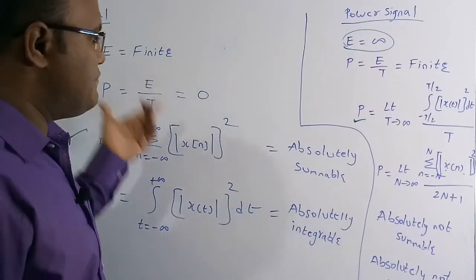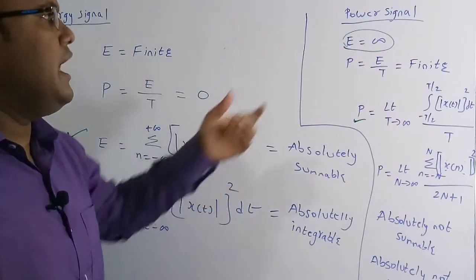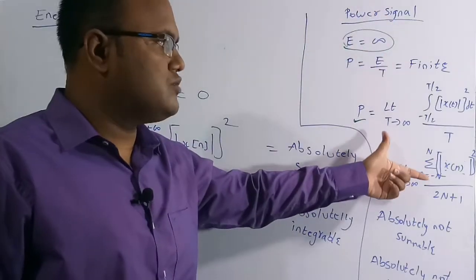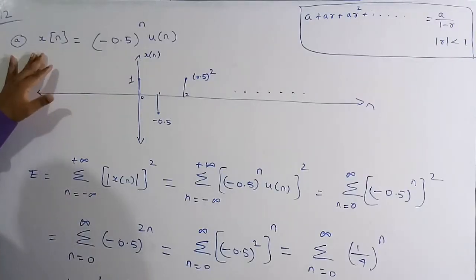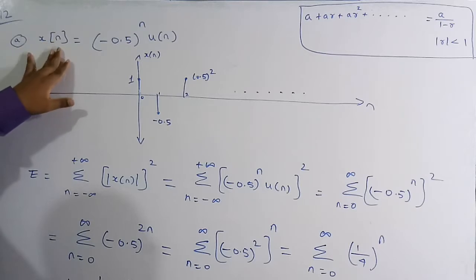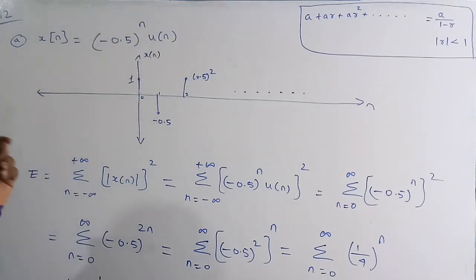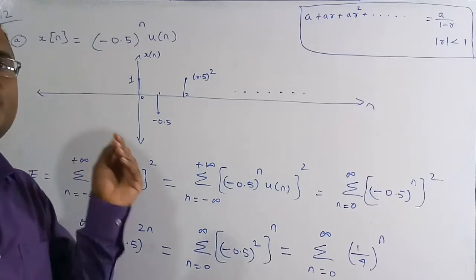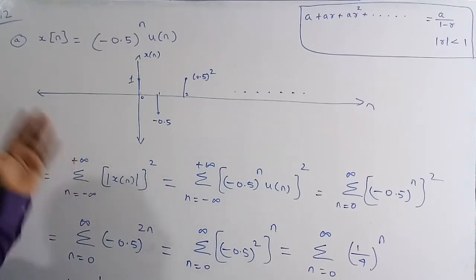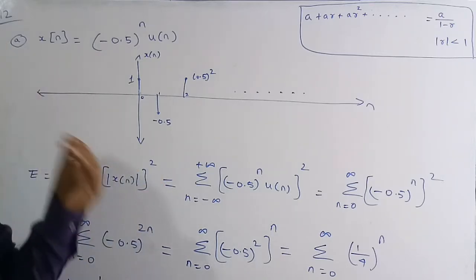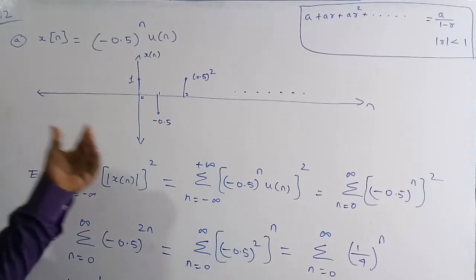So you have to write the definition and also these two formulas. This is the first signal given in the question, x of n equal to minus 0.5 to the power of n u of n. Now we need to find whether this signal is an energy signal or a power signal. If it is an energy signal, we need to find its energy, and if it is a power signal, we need to find its power.